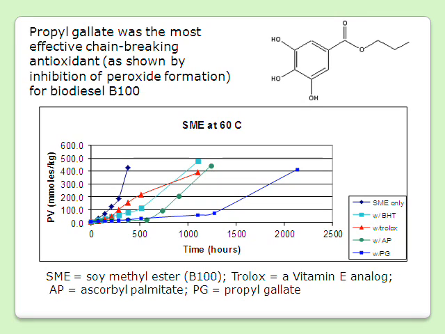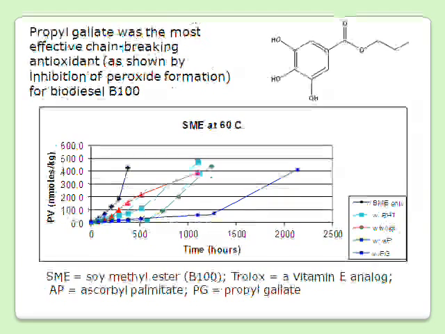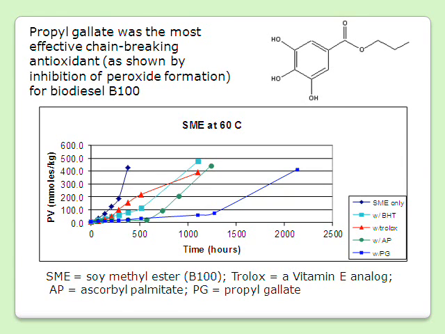But propyl gallate, which is shown in the top structural formula, turned out to be the best. Propyl gallate works like the other peroxyl radical quenchers, and although it's not as sterically crowded, it is very reactive. And propyl gallate, represented by the blue squares, slows down the formation of peroxides for over 1,000 hours, and then a slow process of propagation starts to develop. It still is pretty good for 1,500 hours or so at 60 degrees.